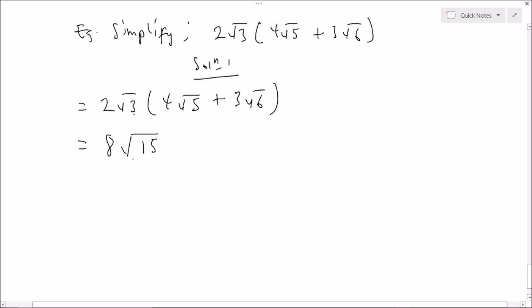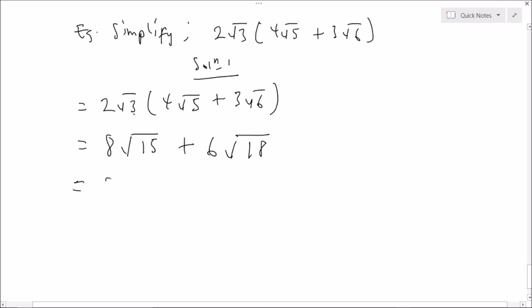So we have 8 root 15 plus we have 2 times 3. That is, we multiply the coefficients again, 2 times 3, giving us 6. We bring our root sign. Then we have 3 times 6, giving us 18. Now we check to see if we can simplify further. For the first term, you have 8 root 15, and root 15 you cannot simplify. But for the second term, you have 6 root 18, and I think we can simplify the root 18. So let's go ahead and simplify further.